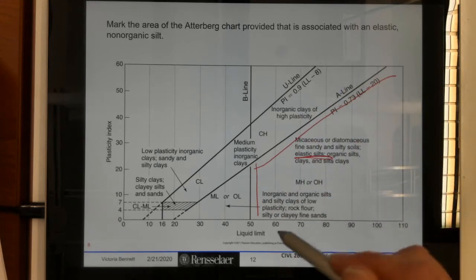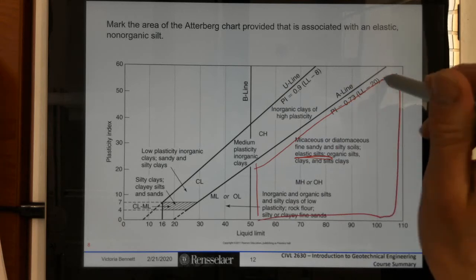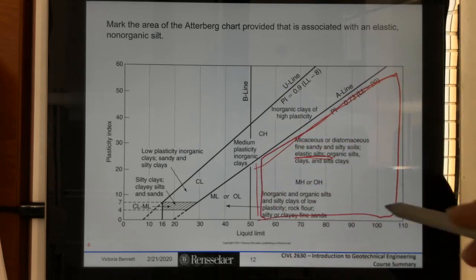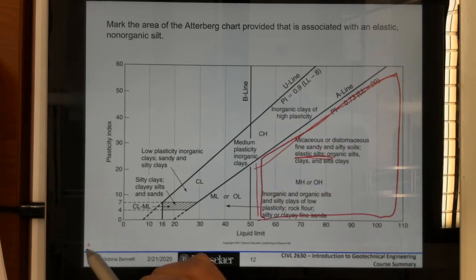So in this kind of problem, marking, I don't think we're going to see that, but anyway, it would be something like selecting that particular area.